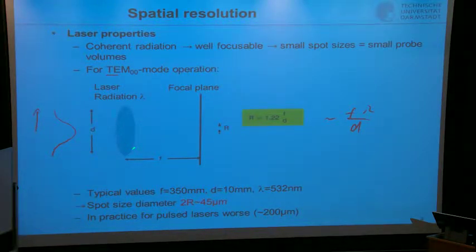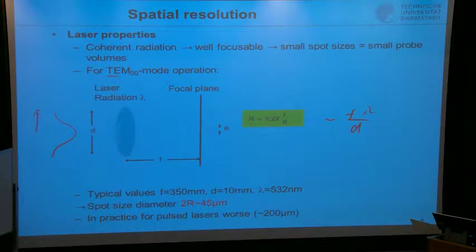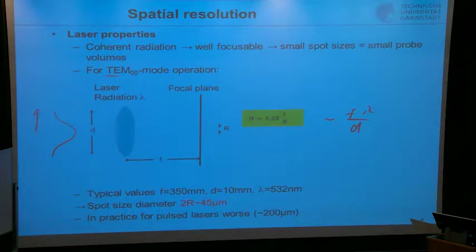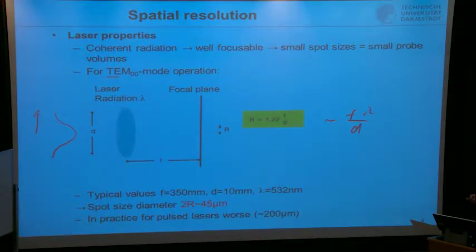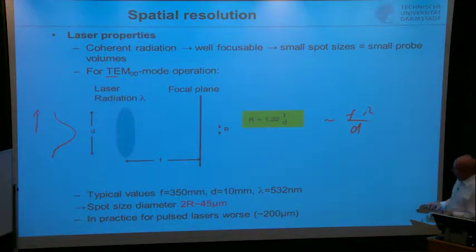Then the remaining quantity is that you can expand your beam at the lens. It might come out of your laser with only 2 or 3 millimeters, maybe like a dye laser. And then it's good to have a telescope to expand it, maybe to 10, 20 millimeters or something like that, because that makes as well a huge impact. And something like 10 millimeters is easy to achieve.